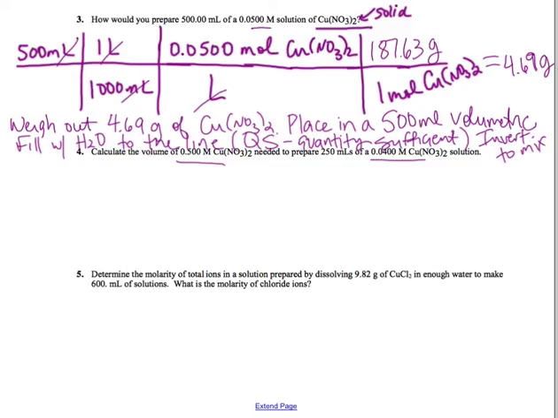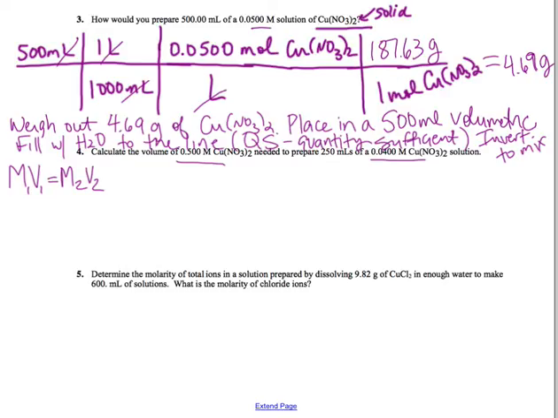M1V1 equals M2V2. Y'all remember that? So if you don't, jot it down. Whenever you're going from liquid to liquid, more concentrated to less concentrated, you can use your dilution formula. I like the M1V1 to be the stock solution, stock being the more concentrated one, and that's just how I set it up. It's not wrong if you do it the other way.